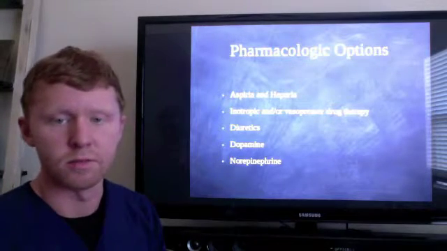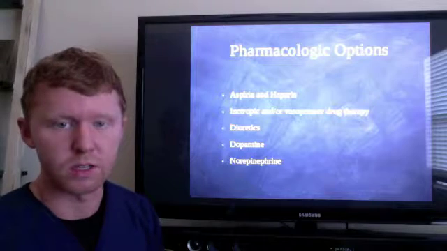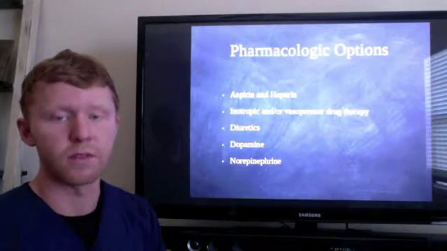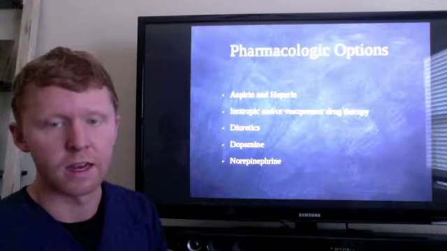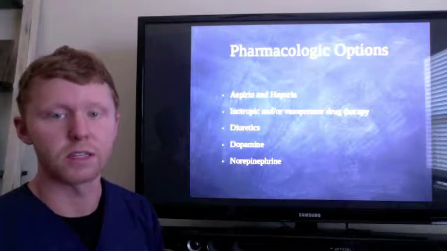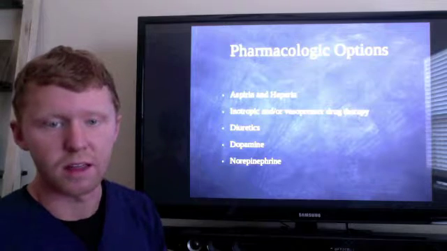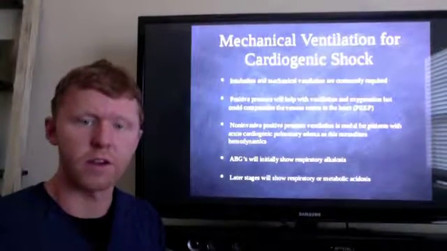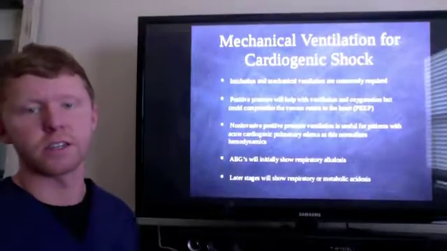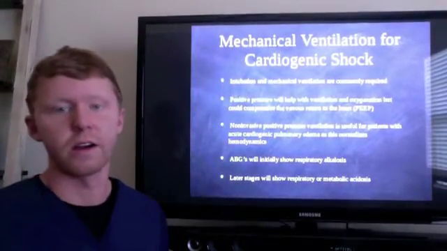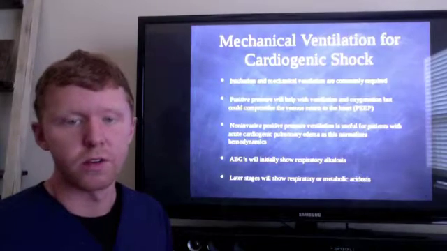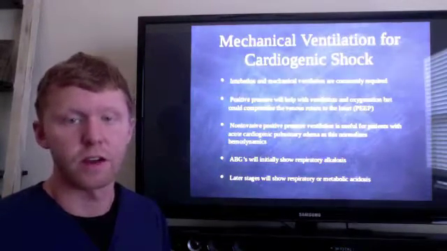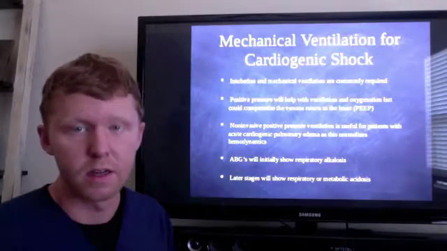Dopamine, just like the vasopressors, will cause vasoconstriction and cardiac stimulation. Norepinephrine can be used if the other vasopressors aren't working and if the patient has severe hypotension, which is considered anything below 70 millimeters of mercury. Mechanical ventilation for cardiogenic shock is commonly required. We do know that non-invasive positive pressure ventilation can actually improve the hemodynamics of someone with pulmonary edema.